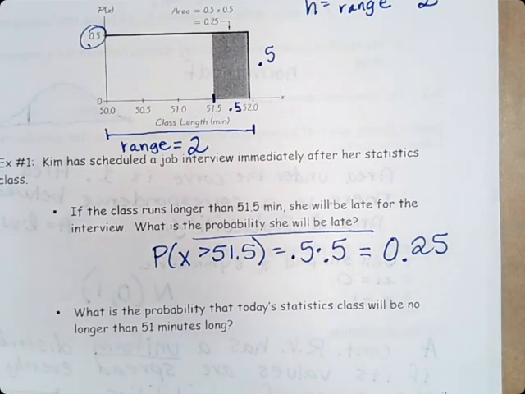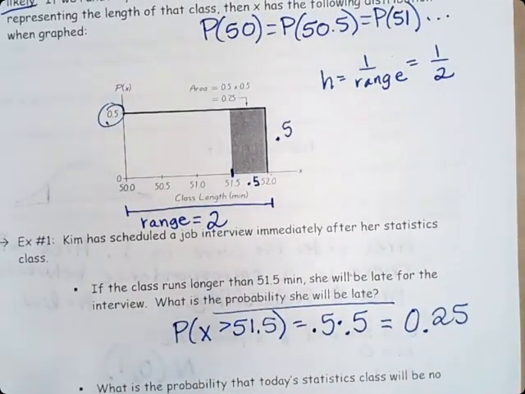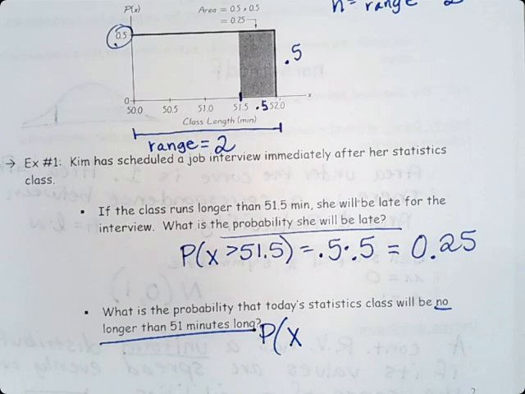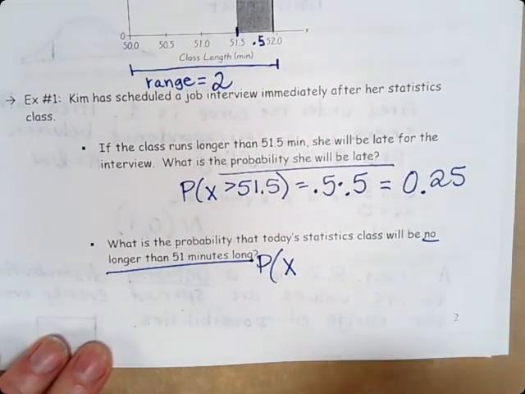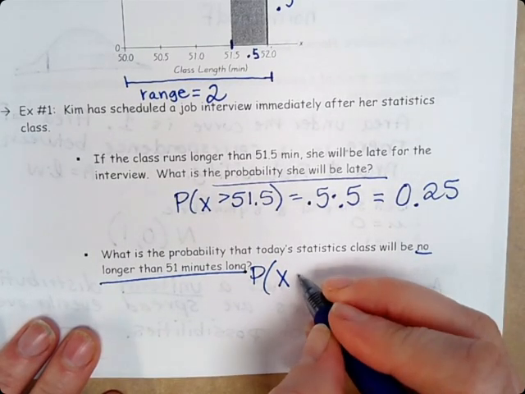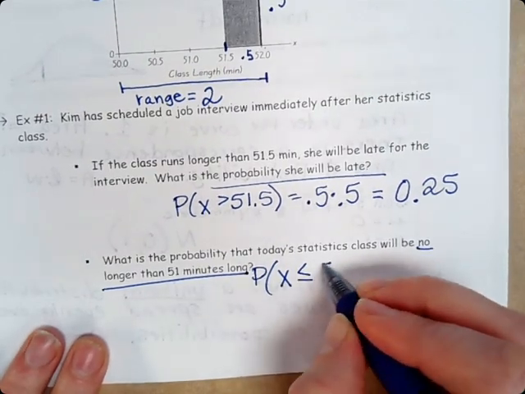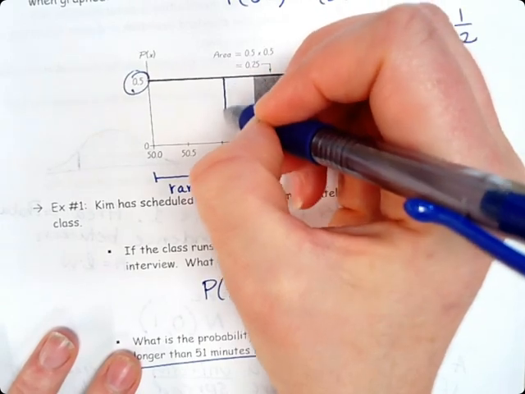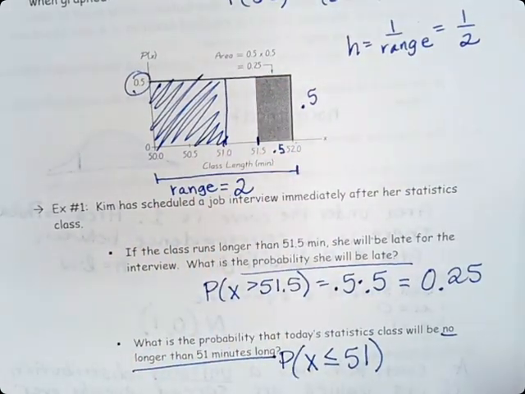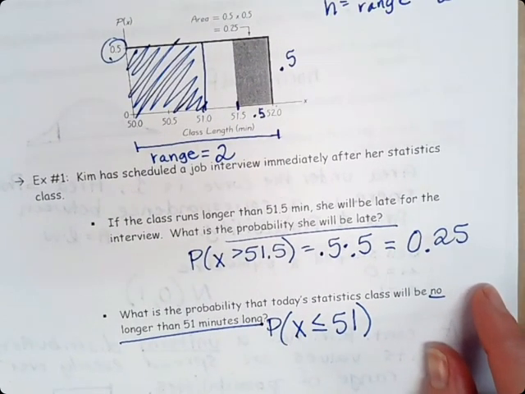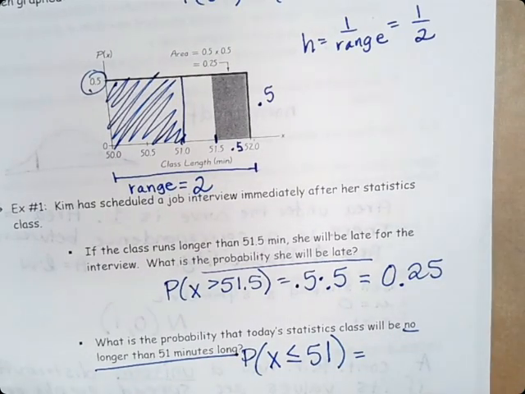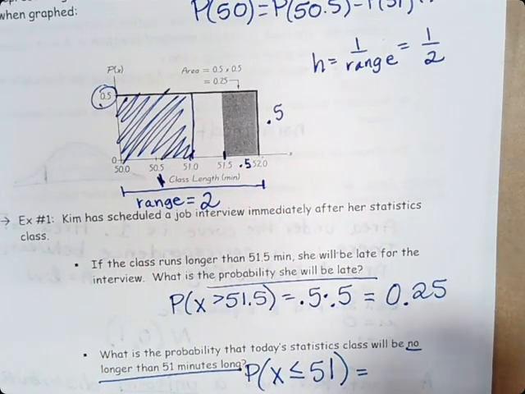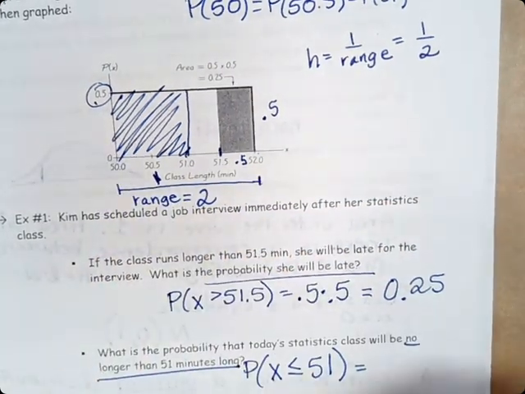Okay, the next one: what is the probability that today's statistics class will be no longer than 51 minutes? So no longer than 51 minutes. How do we write that as an inequality? Probability that X is less than or equal to 51. So that area would be here, this area. So 51 and below. To find that area, we do length times width. What's the length here? Well, isn't it just half of it? If you look at it, it's just half of it. When we multiply, it's 1 times 0.5, which is just half.